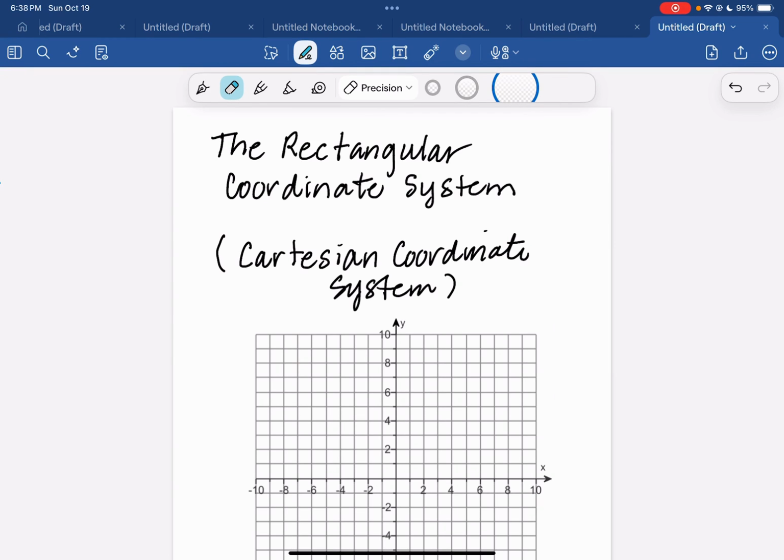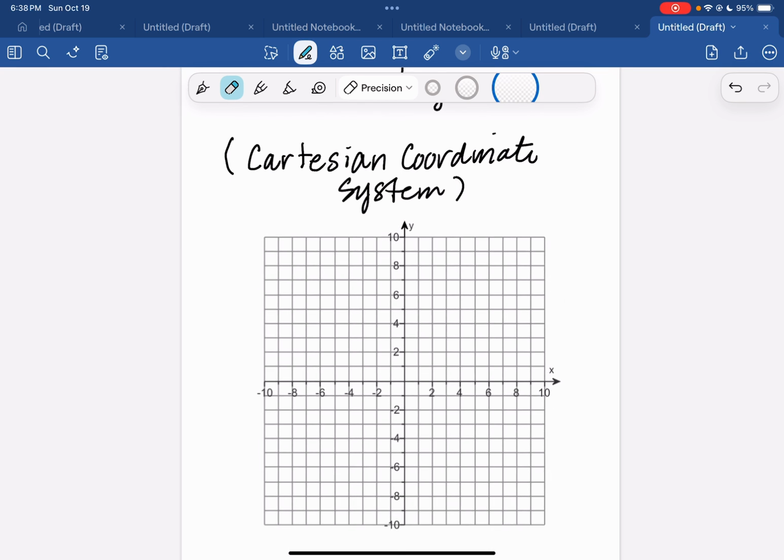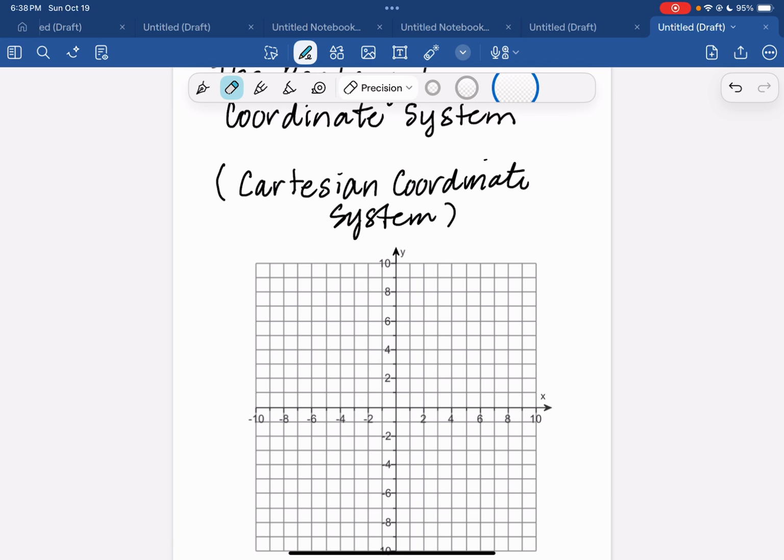Hi, it's Miss House. In this video, we're going to introduce the rectangular coordinate system. This is also called the Cartesian coordinate system, named after the mathematician who designed it. When you have a rectangular coordinate system, you have a horizontal number line, and it's customary to call it X, even though it can be named anything. But we're going to call it X, and we have a vertical number line, and it's customary to call it Y. Okay? Now, each of those number lines is marked off in equal units, okay?